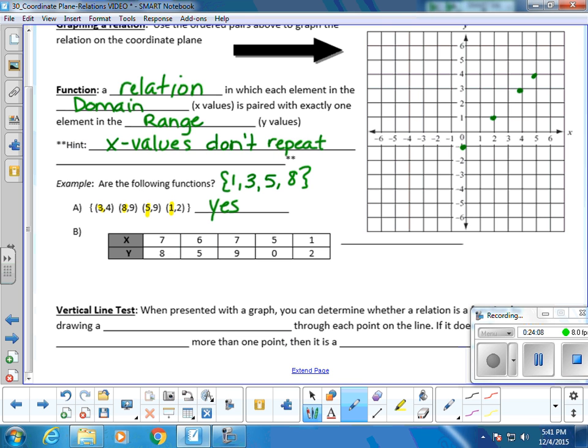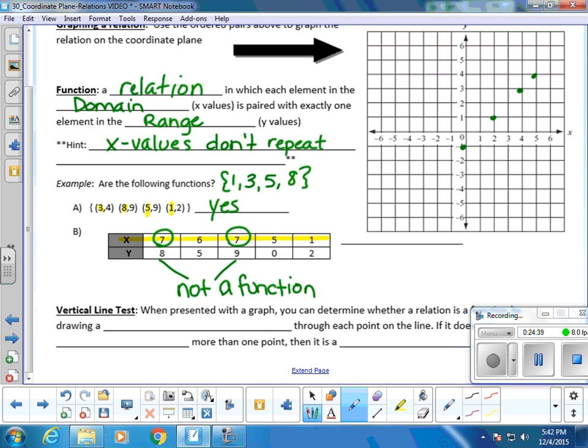Now, if I look at B, this is a table, and let's look at my x values. I have 7, 6, 7, 5, 1. Ooh, I heard 7 twice. So I'm looking at 7. One time the 7 is paired with 8, the other time the 7 is paired with 9. Not a function, because your x repeats and it's paired with more than one y.